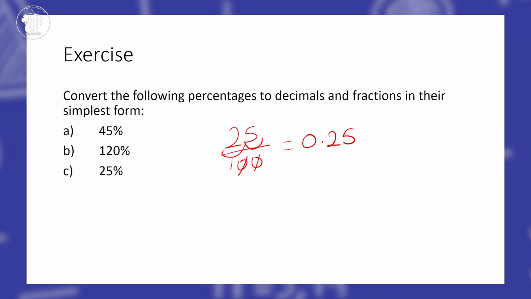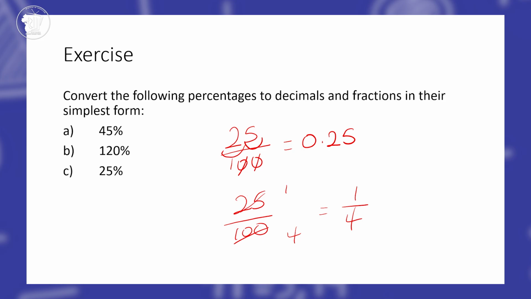And now we want to convert this 25% to a fraction. So once again, this would be 25 over 100, and then we simplify this. So we know 25 can go into 100, so 25 divided by 25 would be 1. And 100 divided by 25 would be 4. So this would be 1 over 4. So 25% is the same as a quarter. And 25% is actually the same as 0.25.